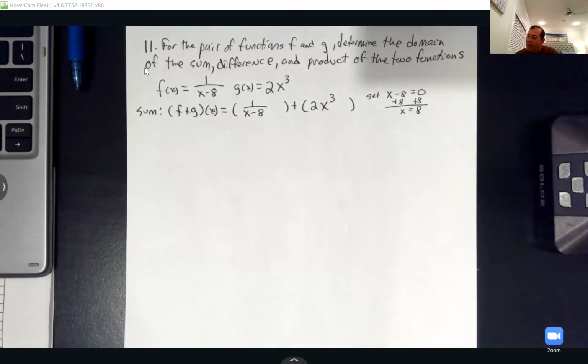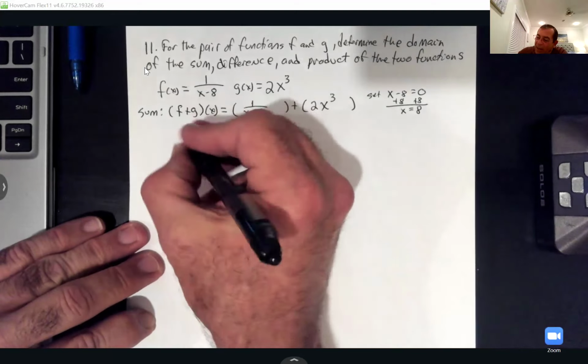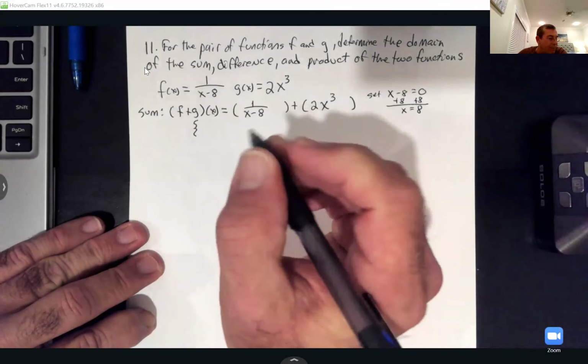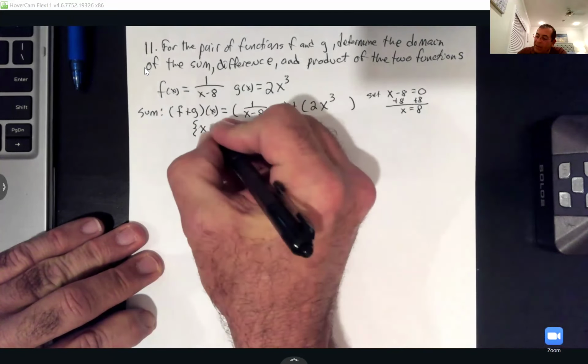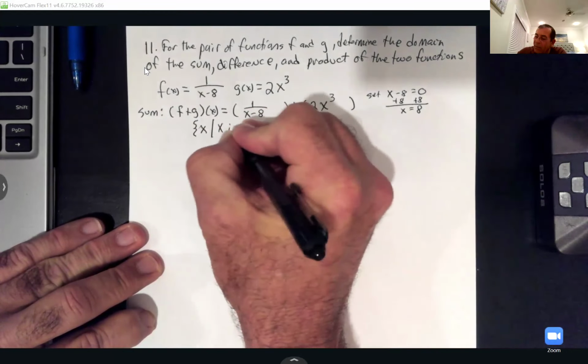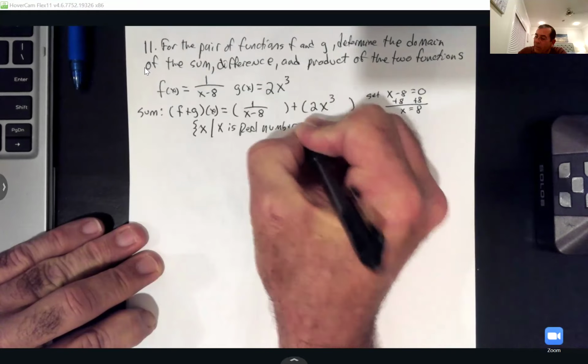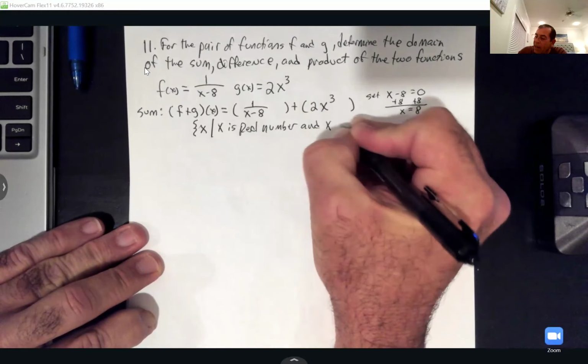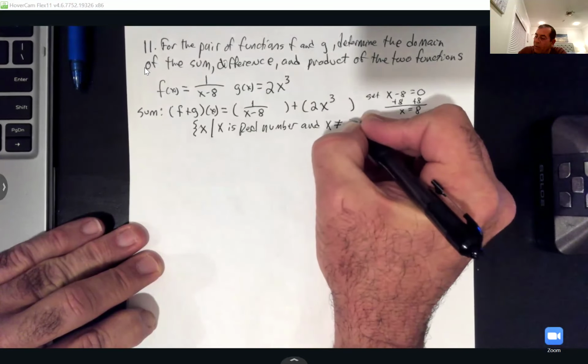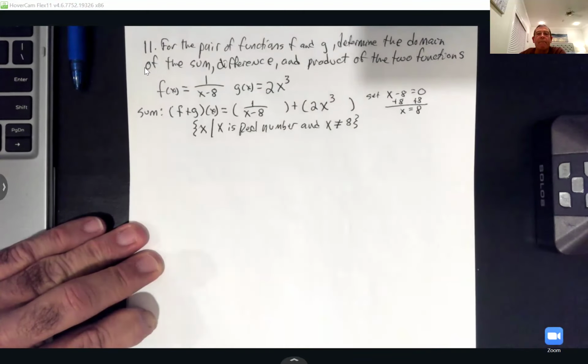So let me see. All righty. So kick 8 out of the domain. So the domain will be x such that x is a real number and x cannot equal a positive 8.